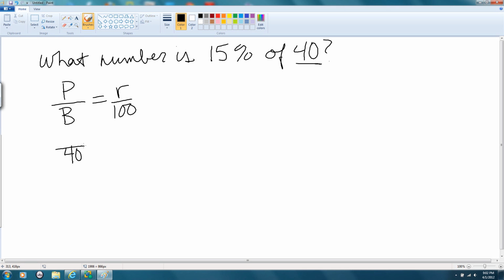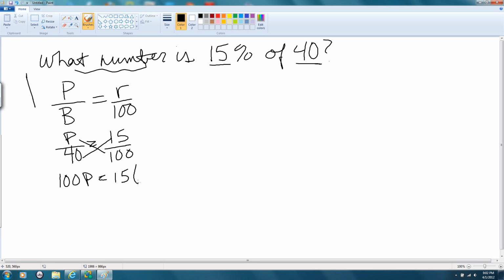What number is? Oh, that must mean that must be the part. And we don't know what it is, so I'm just going to call it P still. Oh, and 15%, that's the 15 there over 100. And now I'm going to do my cross products. And I get 100 P is equal to 15 times 40. I'm going to divide both sides by 100 in order to get P by itself. So these cancel. I do get P by itself.